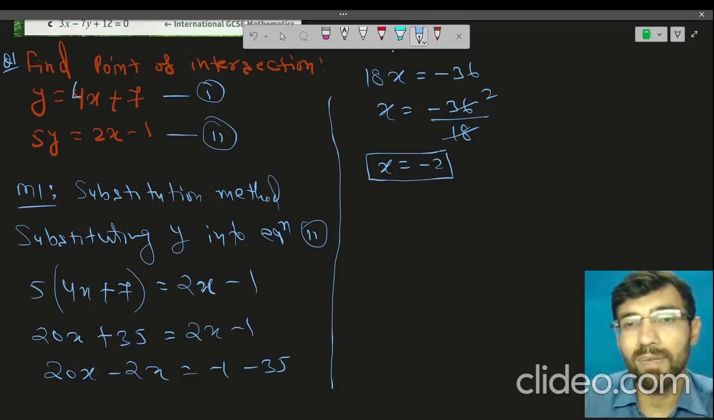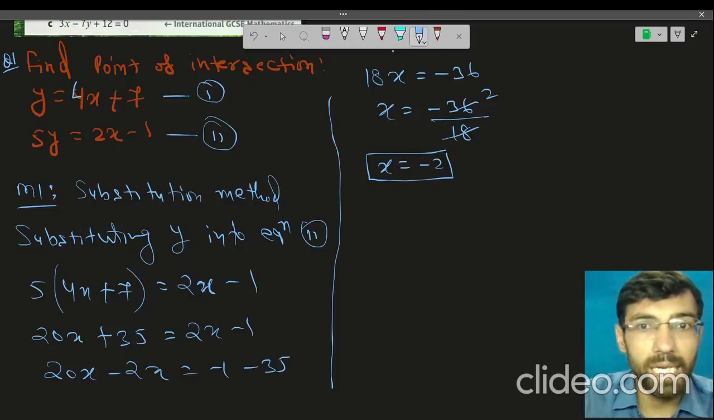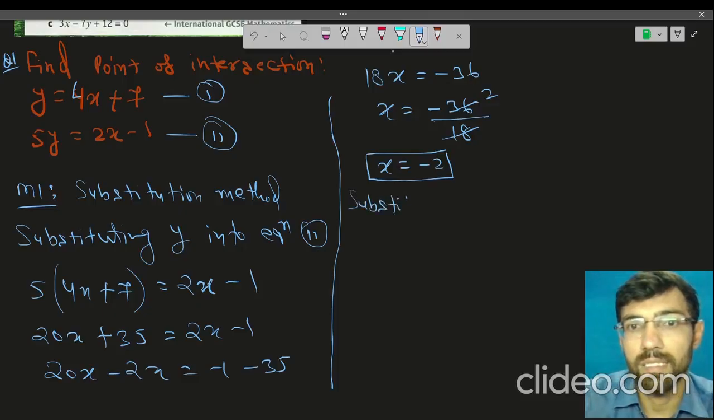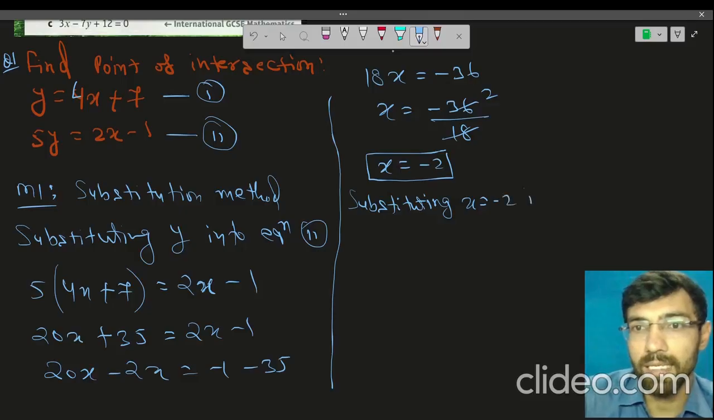You just substitute the value of x equals to minus 2 in any of the equations, either equation number 1 or equation number 2, whichever you find simple. So let us substitute x in equation number 1. What we are doing? Substituting x equals to minus 2 in equation number 1.